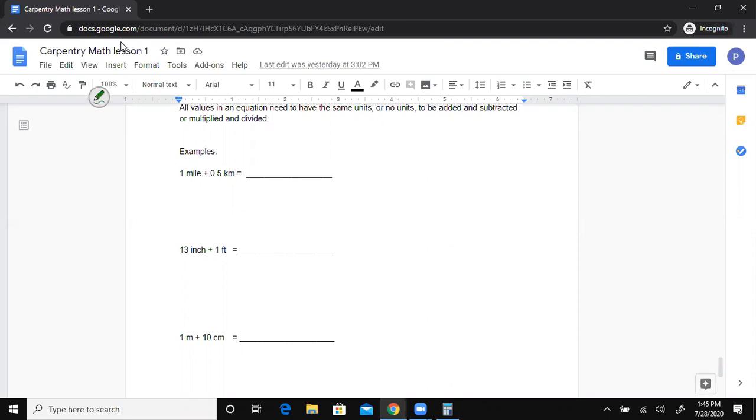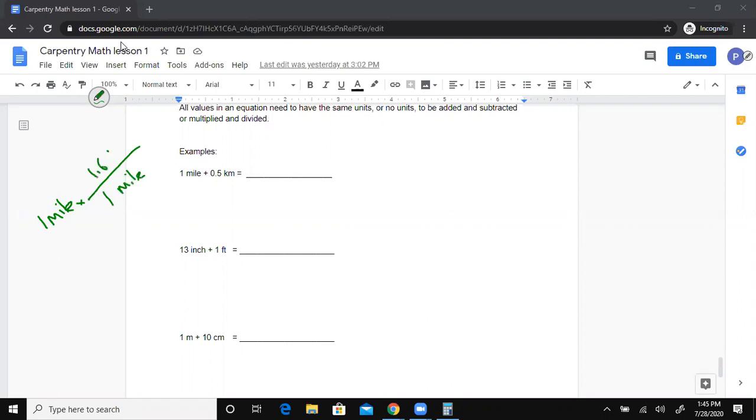Let's convert 1 mile. And we can multiply by 1. We have that 1 mile has 1.6 kilometers. And we multiply 1 times 1.6, which is just 1.6. So 1.6 kilometers plus 0.5 kilometers. Now that we have the same units, we can just do addition the way we're used to. 1.6 plus 0.5 equals 2.1.